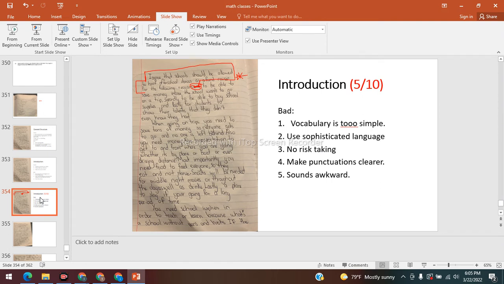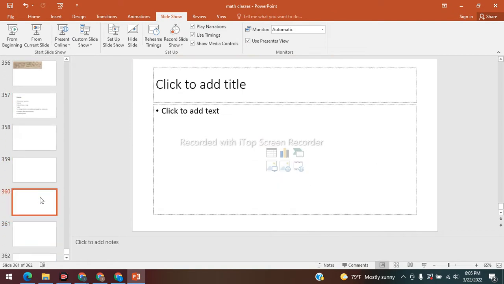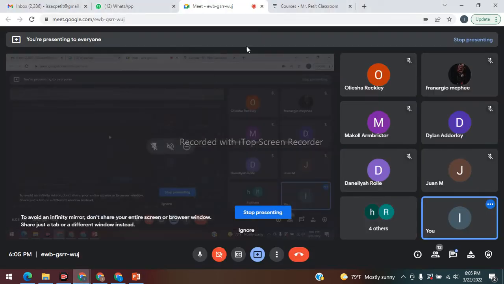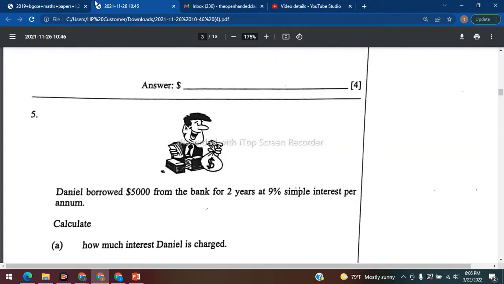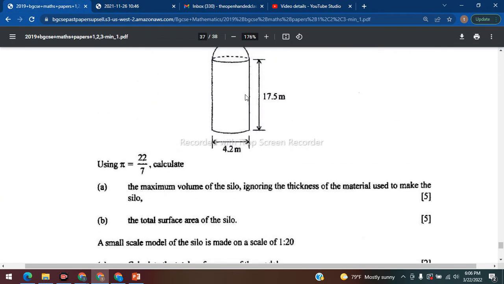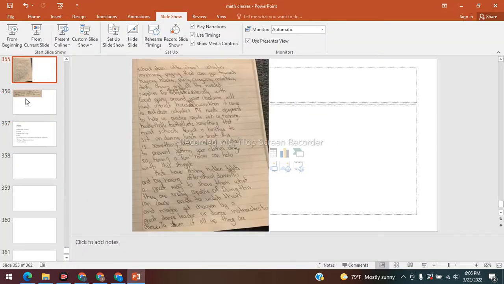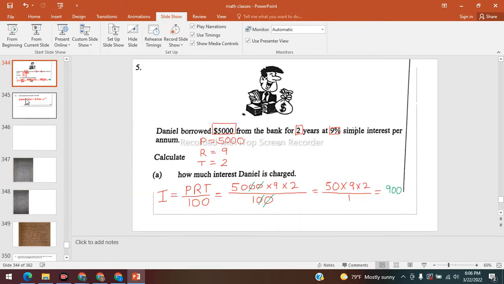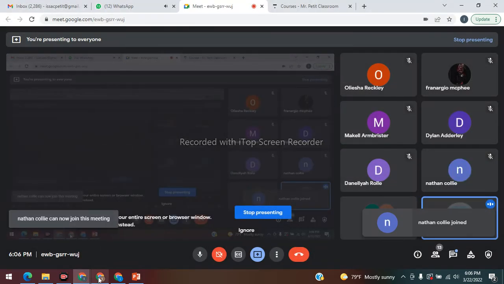Okay, so yeah, remember this essay from yesterday. Oh wow, that was intense. All right, so the last thing we did was dealing with this volume of this silo. We found the volume of the cylinder, and then we found the volume of the hemisphere. I wonder if that's the last question that we did before we transition over to English. No, the last thing we did was interest with Mr. Daniel. That was the last thing. Okay, so let's continue.